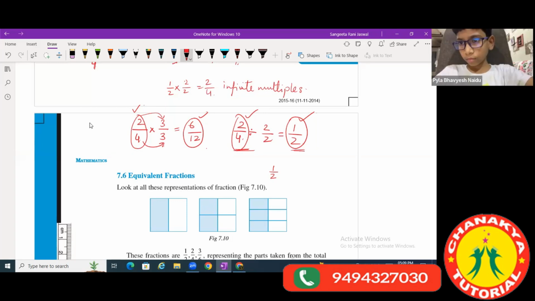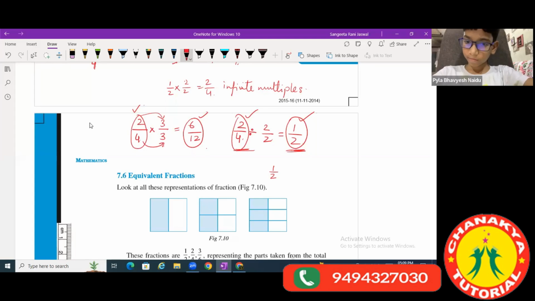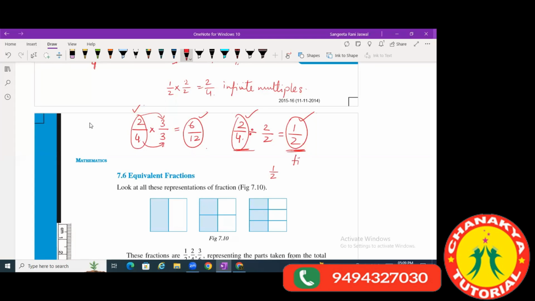Suppose I have 2 by 4. If I divide both numerator and denominator by 2, I will get 1 by 2. Now further, I cannot divide this with any number. This is the lowest fraction. So when I find equivalent fractions by dividing, I get only some finite numbers. But if I find equivalent fractions by multiplying, then I can get infinite multiples. So we can get equivalent fractions by dividing also, and by multiplying also.